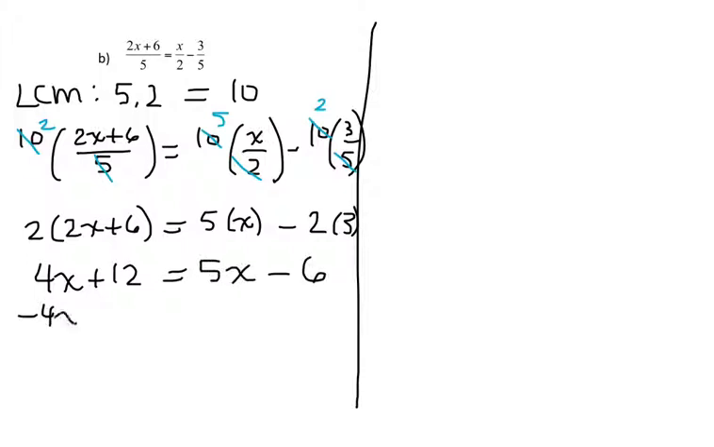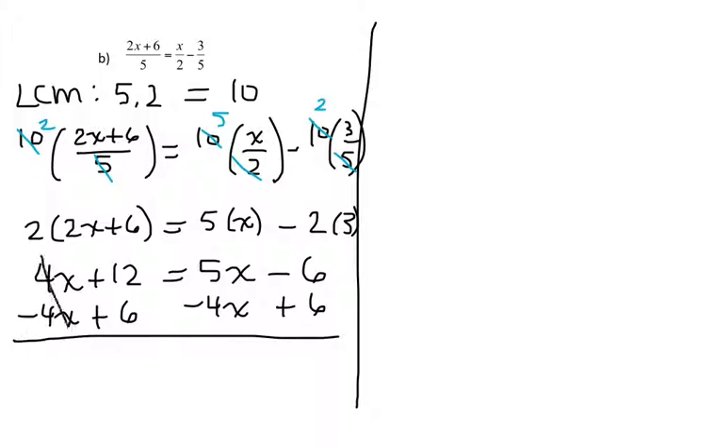I'm going to move over the 4x because it's smaller. I have to move over the 6 because I want my numbers on the other side. 4x minus 4x is 0. 12 plus 6 is 18. 5x minus 4x is 1x. Negative 6 plus 6 is 0. So x is 18.